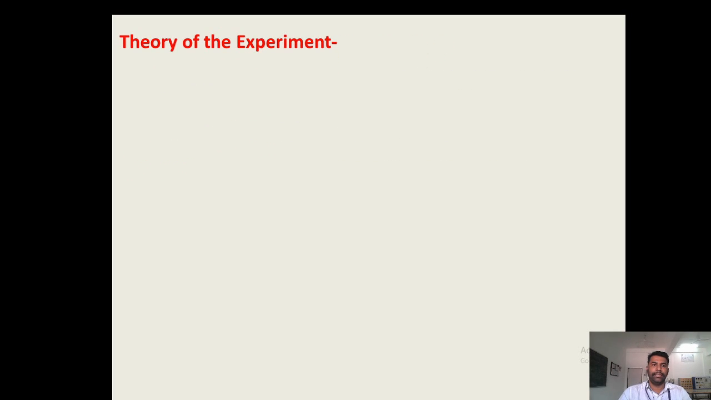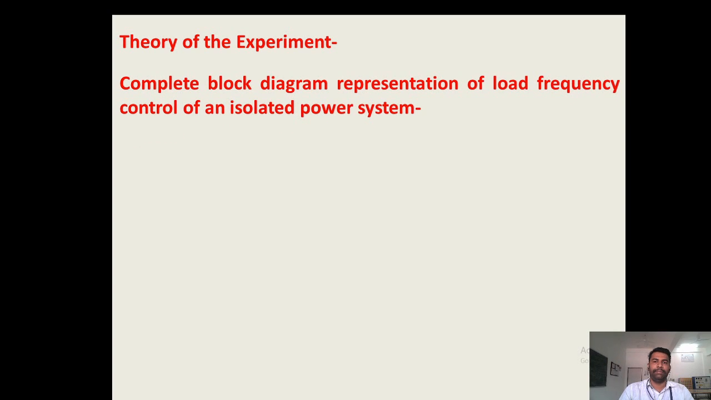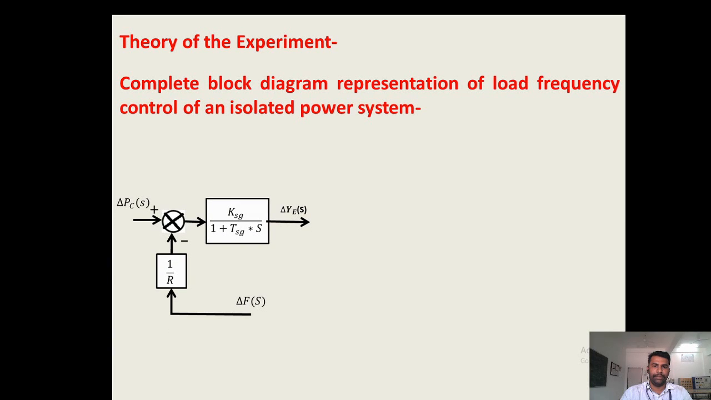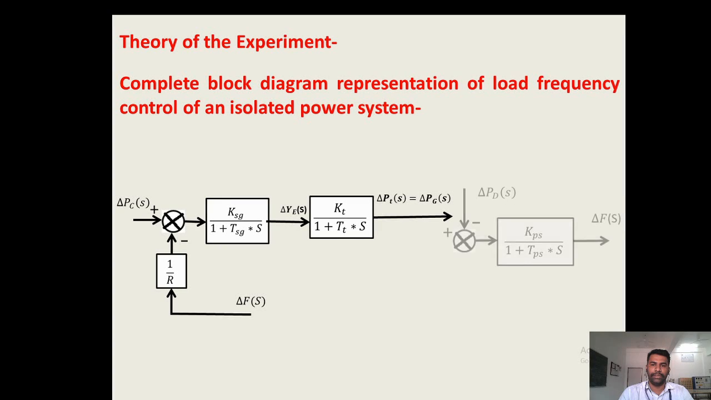Now we will study the theory part of the experiment, for which we will require the complete block diagram representation of load frequency control of an isolated power system. Now we will start with the mathematical model of the speed governor system. The output of the speed governor system, that means change in Y of s, we will connect to the input of the turbine system. Now the output of the turbine system, that means the change in Pt of s, we will connect to the input of the generator load system.